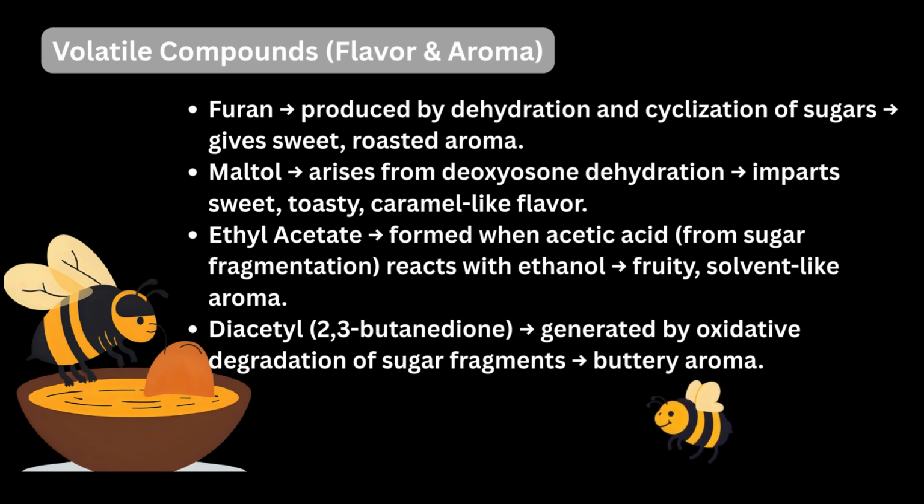Volatile compounds are formed during caramelization. Furan is produced by dehydration and cyclization of sugars and gives a sweet roasted aroma. Maltol arises from deoxyosone dehydration and imparts a sweet, toasty, caramel-like flavor. Ethyl acetate is formed when acetic acid from sugar fragmentation reacts with ethanol, giving a fruity solvent-like aroma. Diacetyl, or 2,3-butanedione, is generated by oxidative degradation of sugar fragments and gives a buttery aroma.